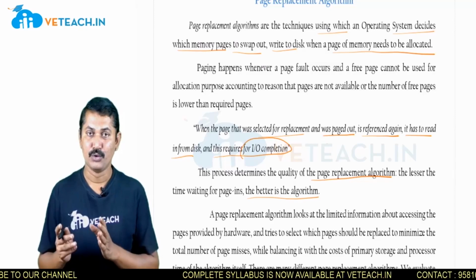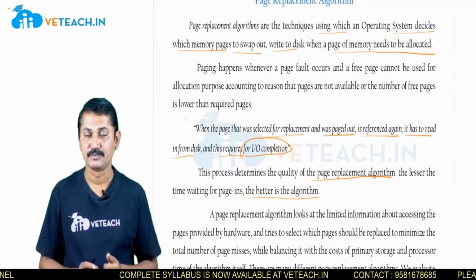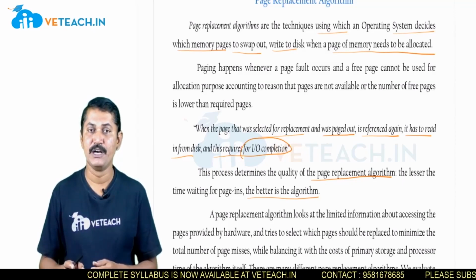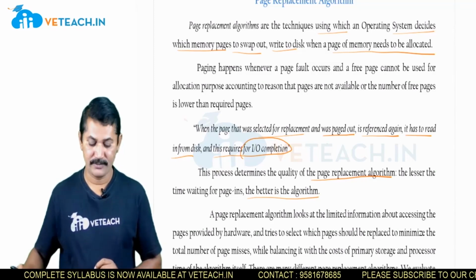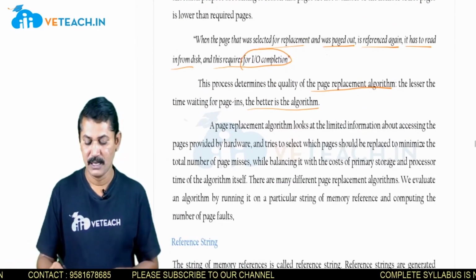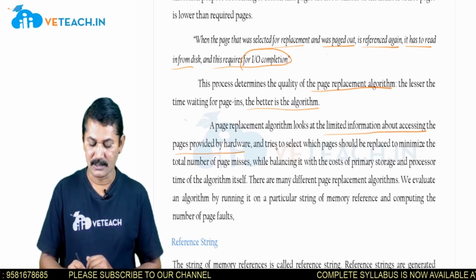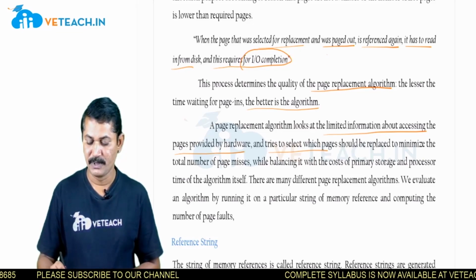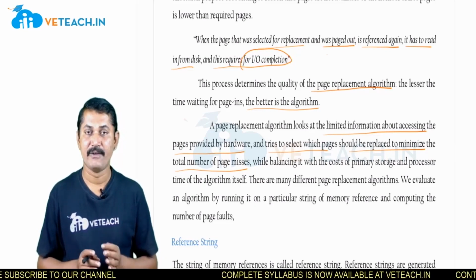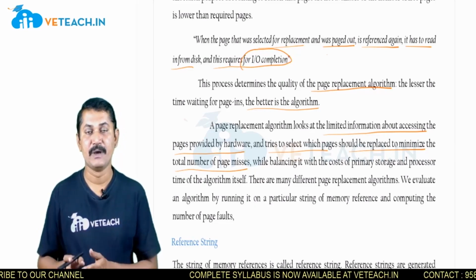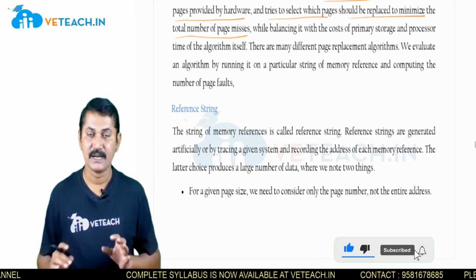To make the pages available for execution, not only swapping out but also swapping in, that is, making the required pages available, is done in a better way with a good quality algorithm. A page replacement algorithm looks at the limited information about page accesses provided by the hardware and tries to select the pages to be replaced so as to minimize the total number of page misses. That means making the required pages available in main memory reduces page misses in the access time. Here the reference string is used.